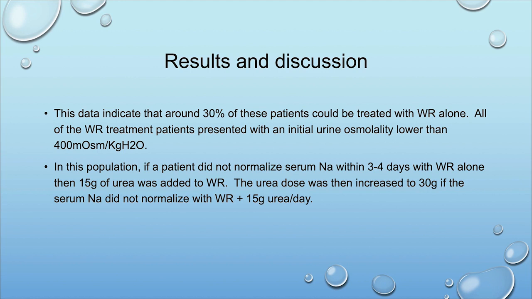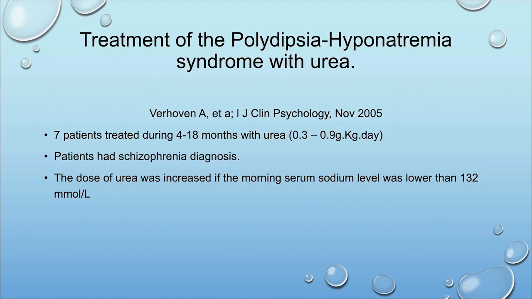So this data indicates that around 30% of those patients could be treated with water restriction alone. All the water restricted patients presented with an initial urine osmolality lower than 400. In this population, if a patient did not normalize serum sodium within 3 to 4 days with water restriction alone, then 15 grams of urea was added to the water restriction. The urea dose was then increased to 30 grams if the serum sodium did not normalize with water restriction plus 15 grams of urea.